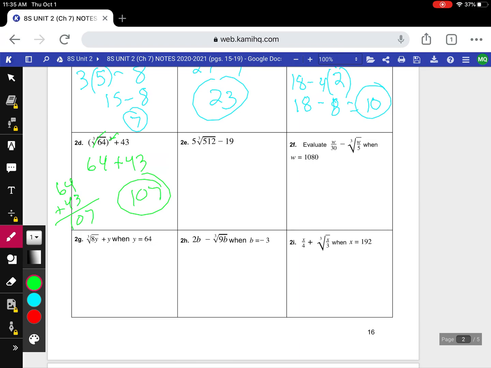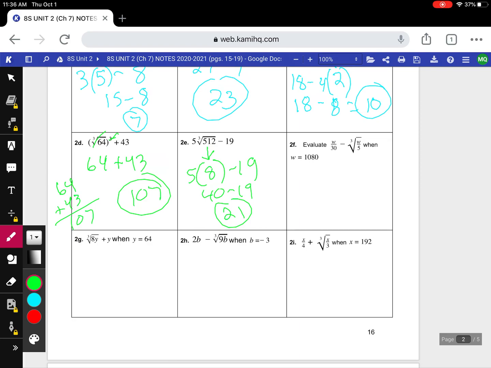5 times the cube root of 512. Okay, well, the cube root of 512 is 8. That's multiplication. Okay, multiplication comes before subtraction. So 5 times 8 is 40, minus 19. We're going to get 21. Okay, and these last 4 problems talk about evaluating. So they give us a variable, and we have to fill in what the variable is.